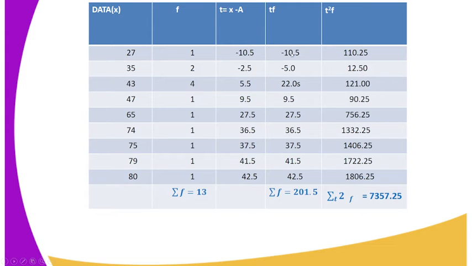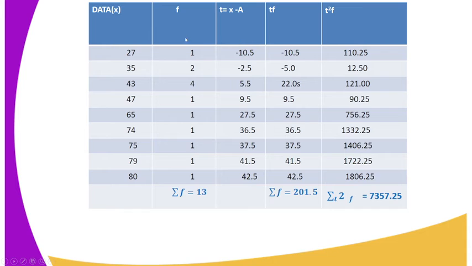Then the other column, that is tf: you take the values for t, in the first case negative 10.5, you multiply by the frequency, you still get negative 10.5. Then you repeat the same with the remaining data, and fill the entire column. Then the last column, that is t squared f: you take the value of t, in this case negative 10.5 for the first one, you square it, then you multiply by the frequency, and the answer becomes 110.25, and then you repeat the same with the other data, and therefore you fill the entire column.